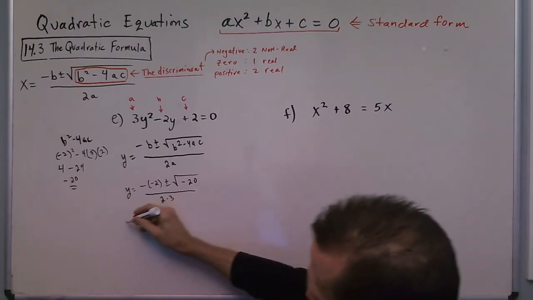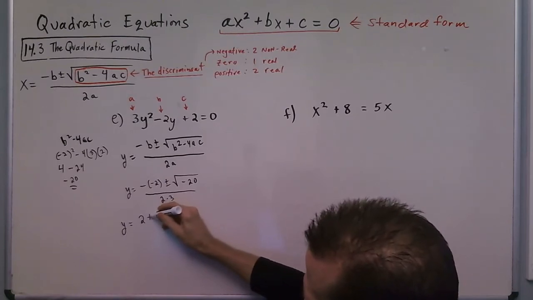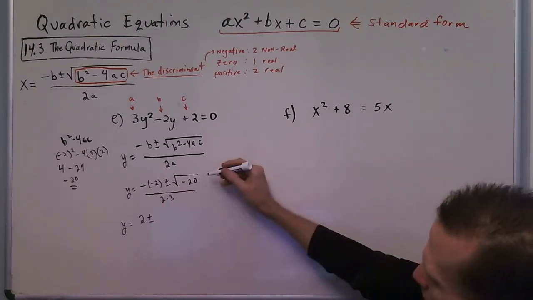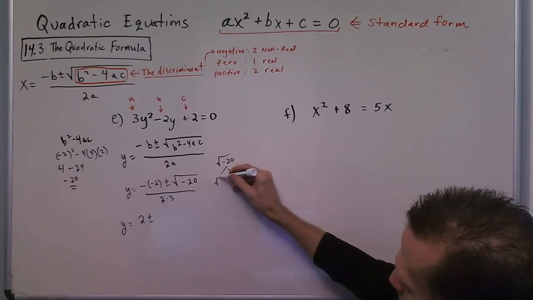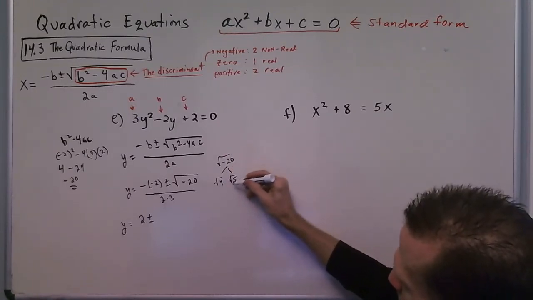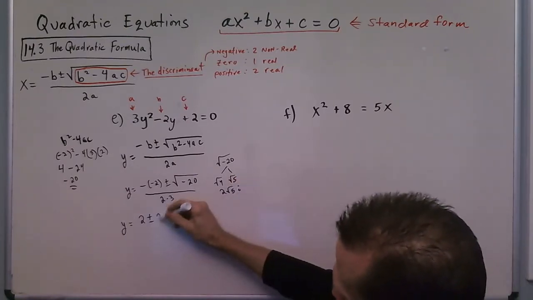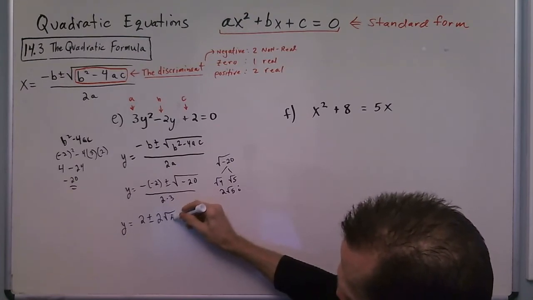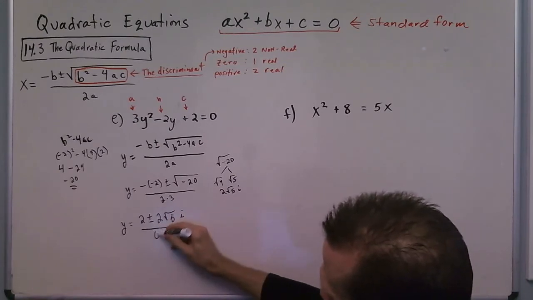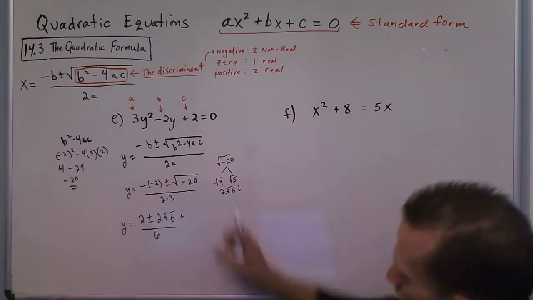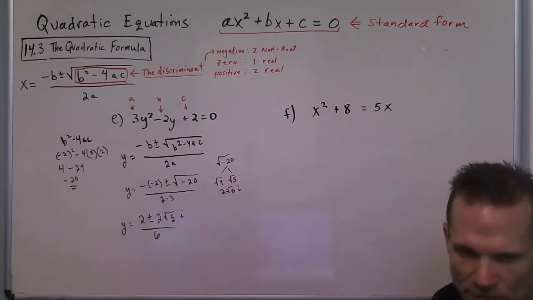So I have y equals 2 plus or minus, well, let's think about the square root of -20. We know that breaks into 4 and 5. So I have 2 radical 5i, so 2 radical 5i all over 6.